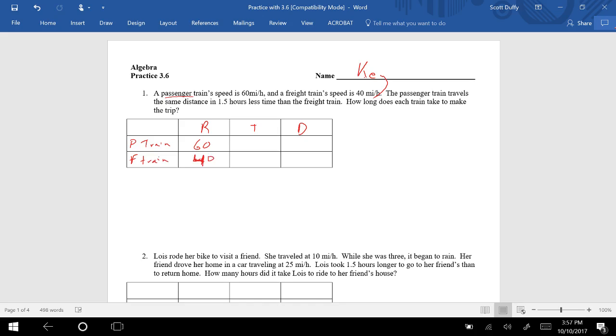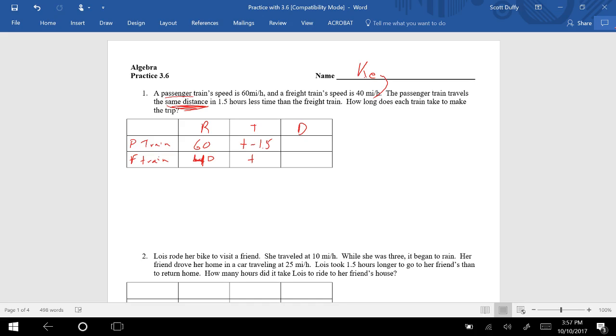Passenger train travels the same distance in 1.5 hours less time than the freight train. So the freight train is what we'll call T, and then the passenger train is what we'll call T minus 1.5. 1.5 less than the freight. How long does each train take to make the trip? So same distance. What we know is that whatever we get here for these two spots, they're going to be set up equal to each other.